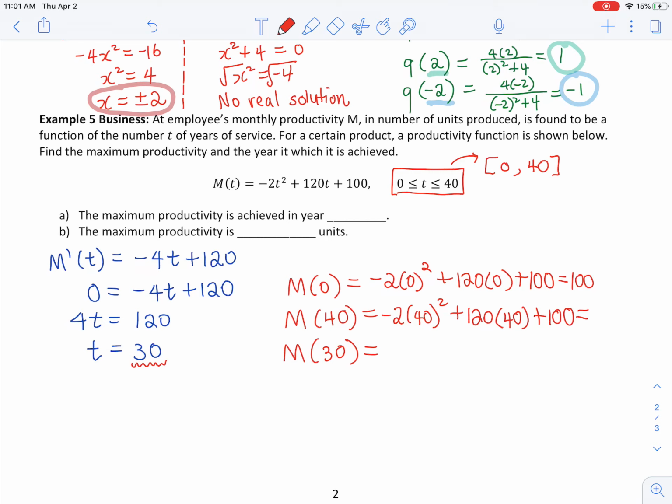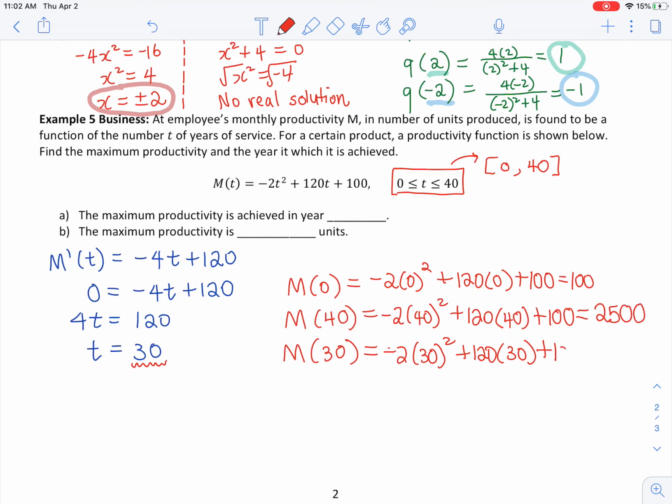Negative 2 times 40 squared plus 120 times 40 plus 100. That is 2,500. Wow. So after 40 years, this person's productivity is 2,500. Very good. And you see how this is better than someone with 0 years of experience whose productivity was only 100? All right, let's do the last one.